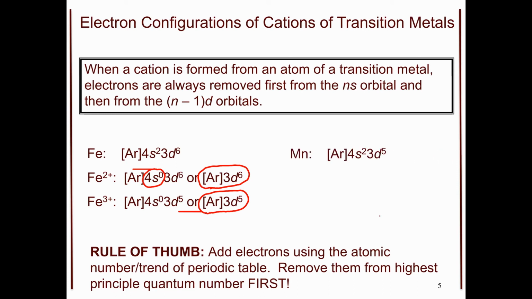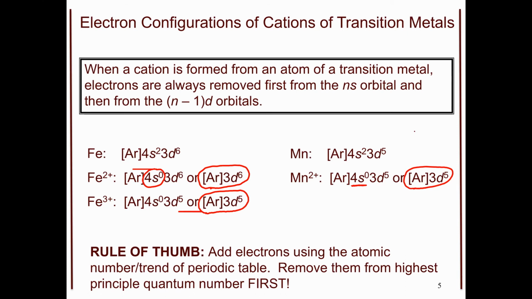So what other examples can we do? Well, let's go look at manganese. Notice for manganese, I have argon 4s2, 3d5. So if I would like to form manganese 2+, notice that I will remove the 4s electrons first, and I am left with argon 3d5, which is also Hund's compliant, and this is why our manganese 2+ is incredibly stable.